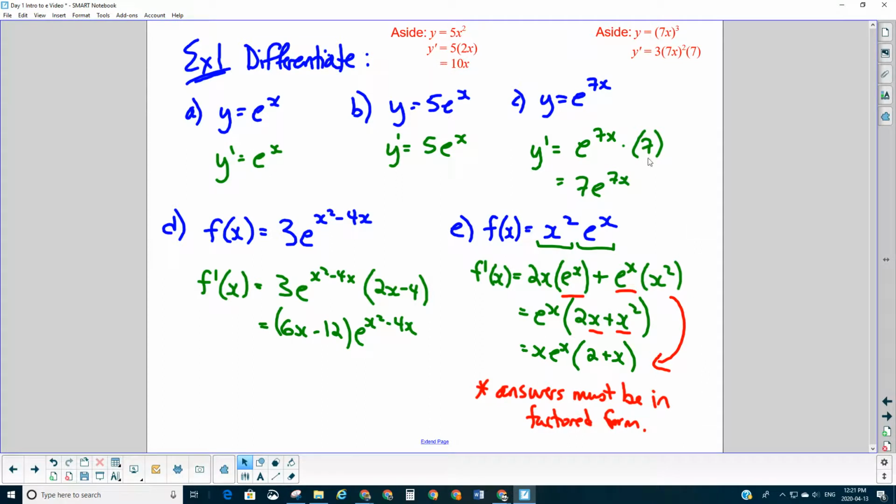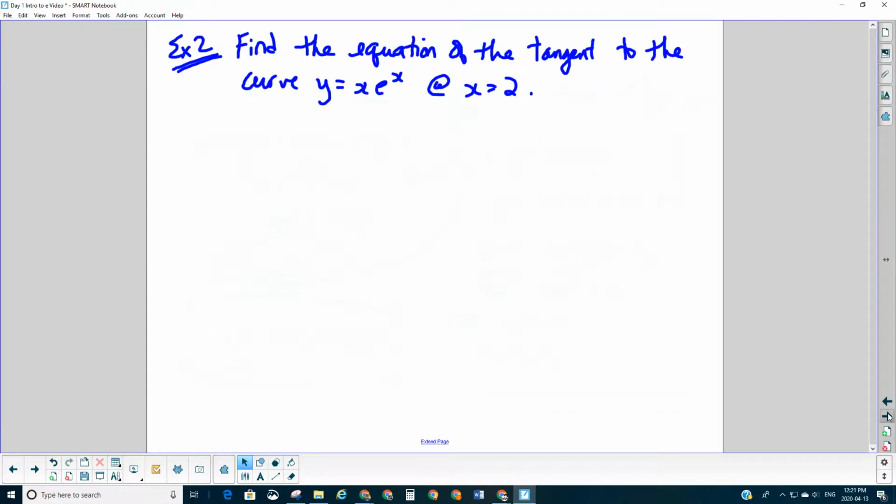Okay, so there's a bunch of differentiating with e to the power of x. I'm going to do one more example. And in this one, it's the classic question that I've been asking in every unit, and I promised I'd ask this in every unit. Find the equation of the tangent to the curve y equals x e to the x at x equals 2.